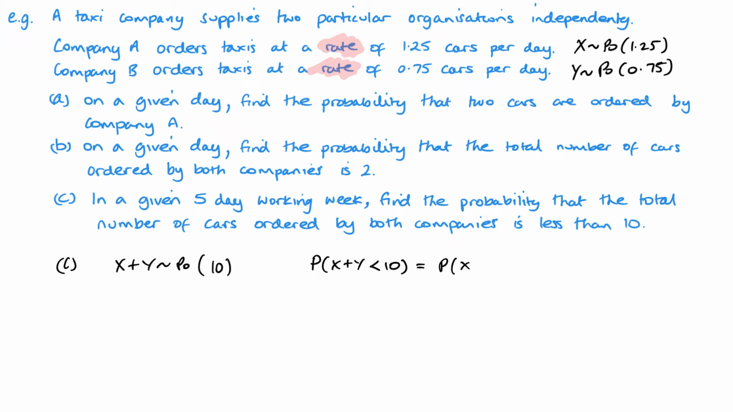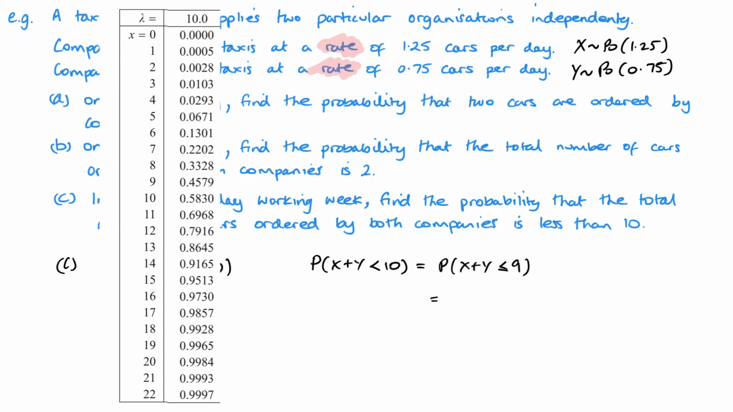As always, make this equals first. So it's going to be less than or equal to 9, and 10 shows up in my tables. So here we have the tables. We want less than or equal to 9. So we've got 0.4579, or 0.458 to 3 significant figures there.